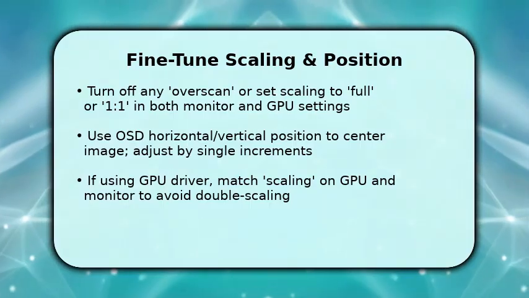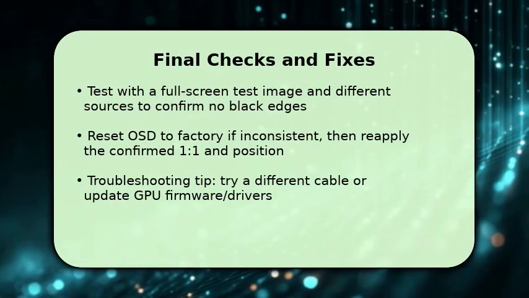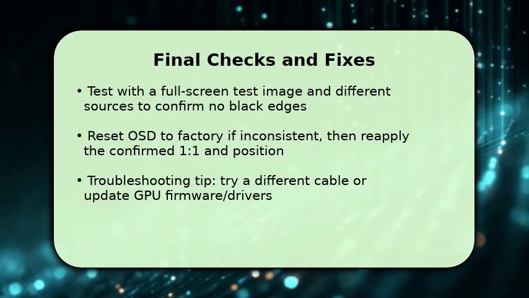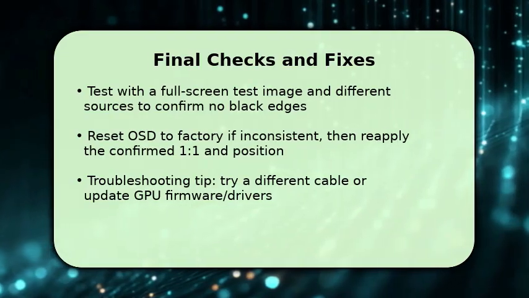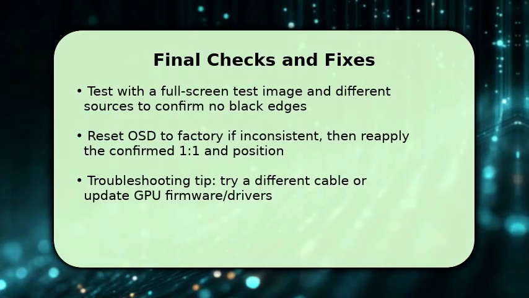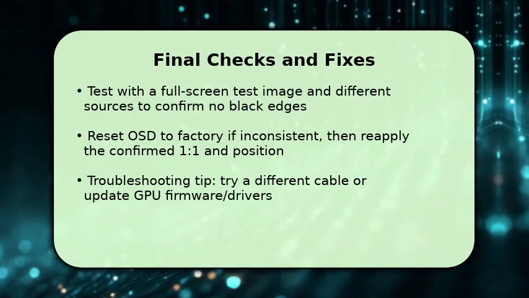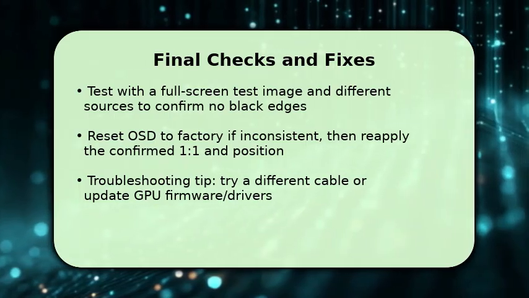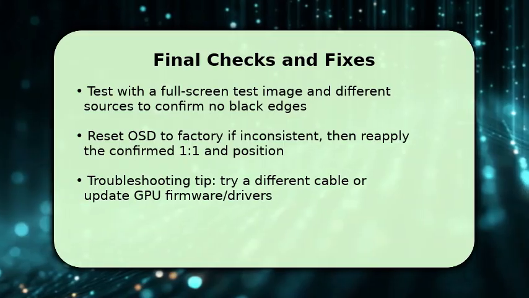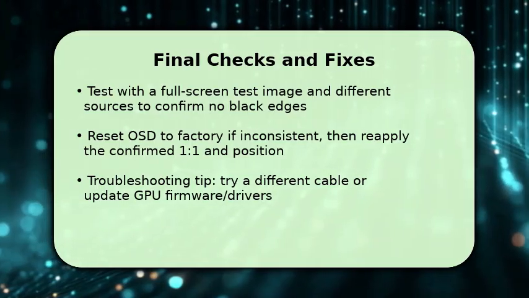Finish by verifying across content and inputs. Load a full screen test image and inspect all 4 edges. If black bars persist, switch sources to rule out the player or app. Make a final OSD factory reset if settings look inconsistent, then reapply the confirmed 1:1 scaling and position tweaks.